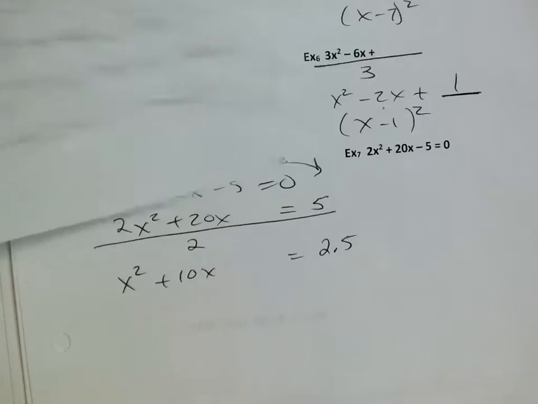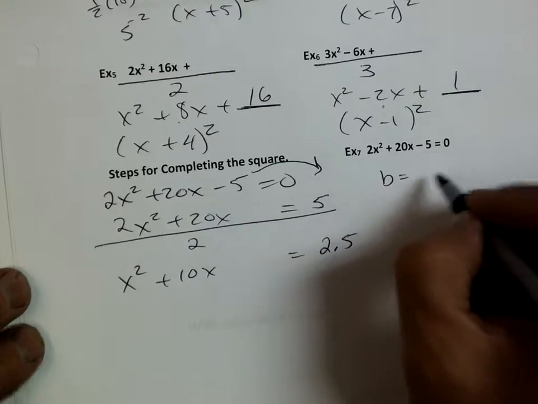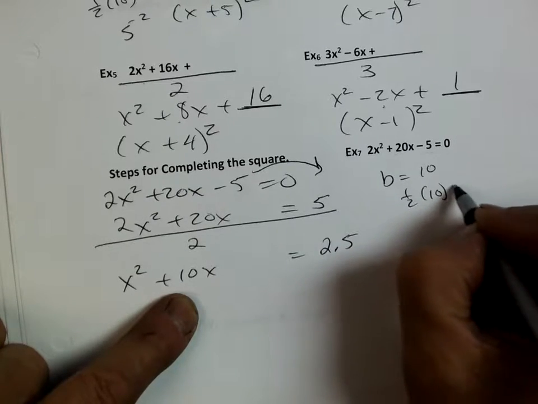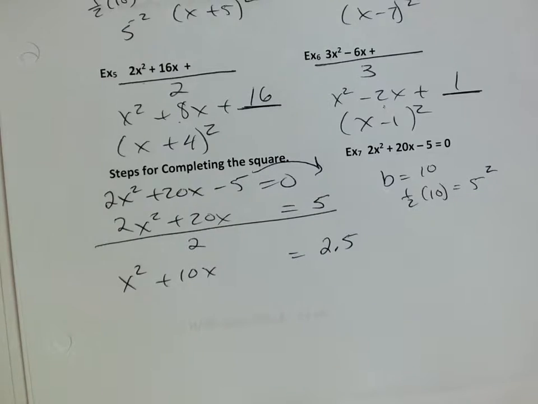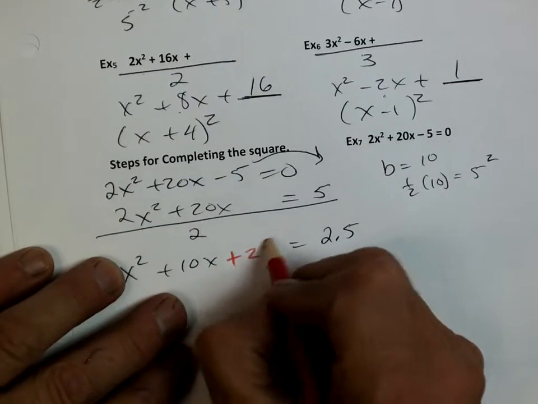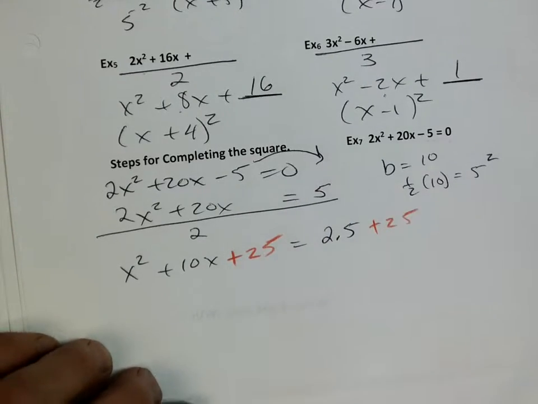Step 3, take half of b. Well, b is equal to 10. If I take half of that, it's 5, and if I square it, I get 25. So I'm going to add 25, and it says to do that to both sides. So add 25 to both sides. I have to do that to keep things balanced.